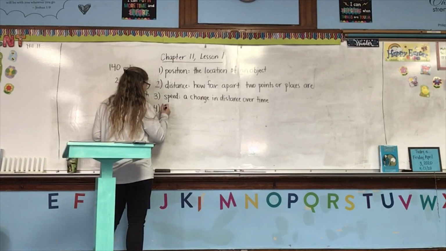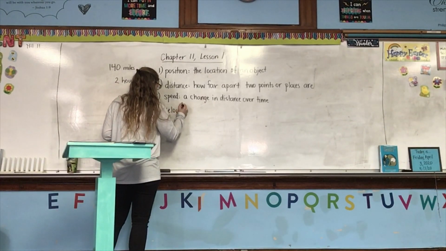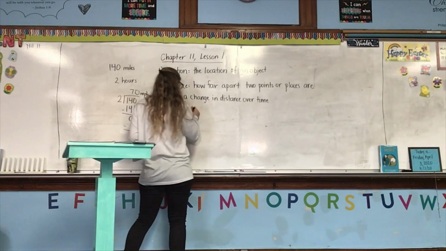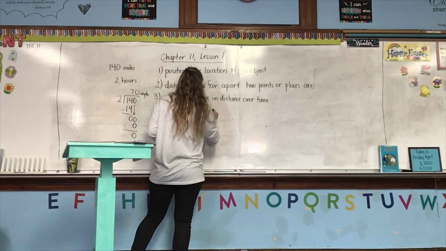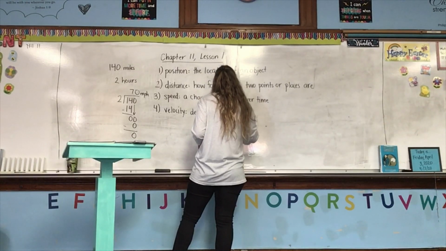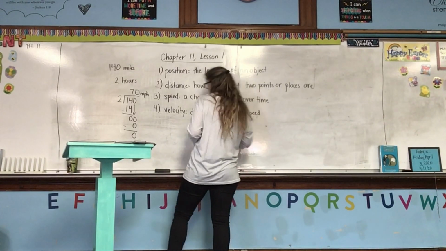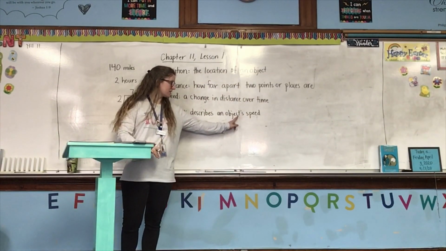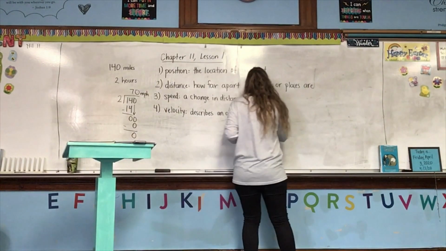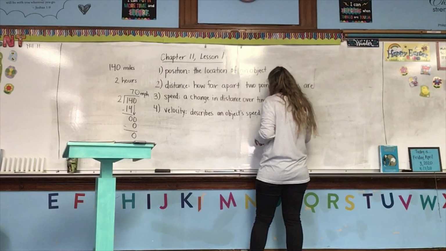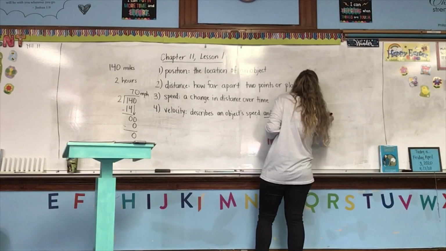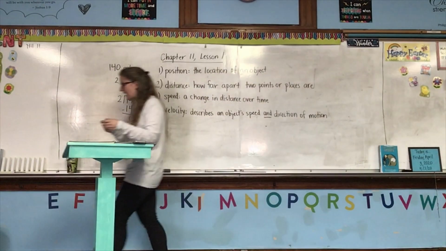Number 4 is velocity. And what it does is it describes an object's speed. Make sure you have that apostrophe because you're saying the object has a speed. The object's speed and direction of motion. So, speed and velocity are not the same.